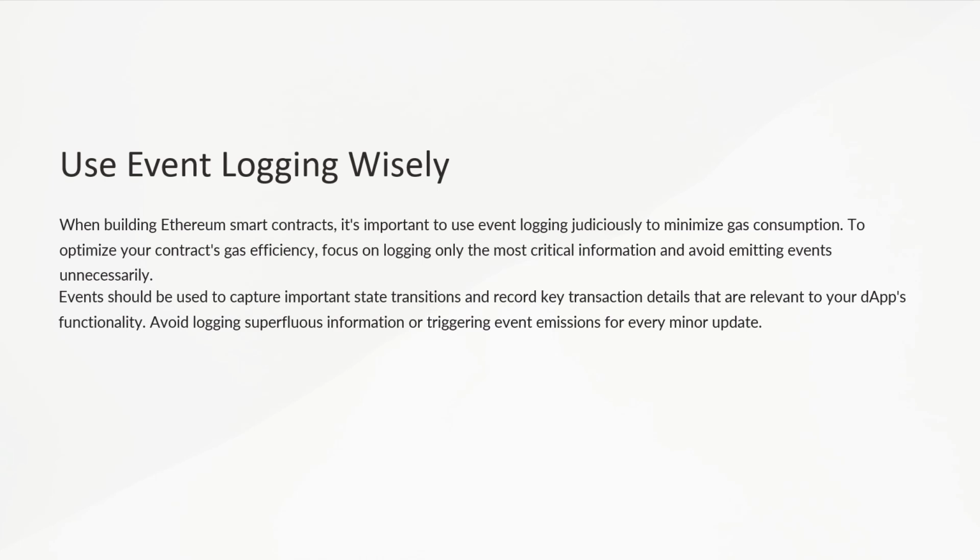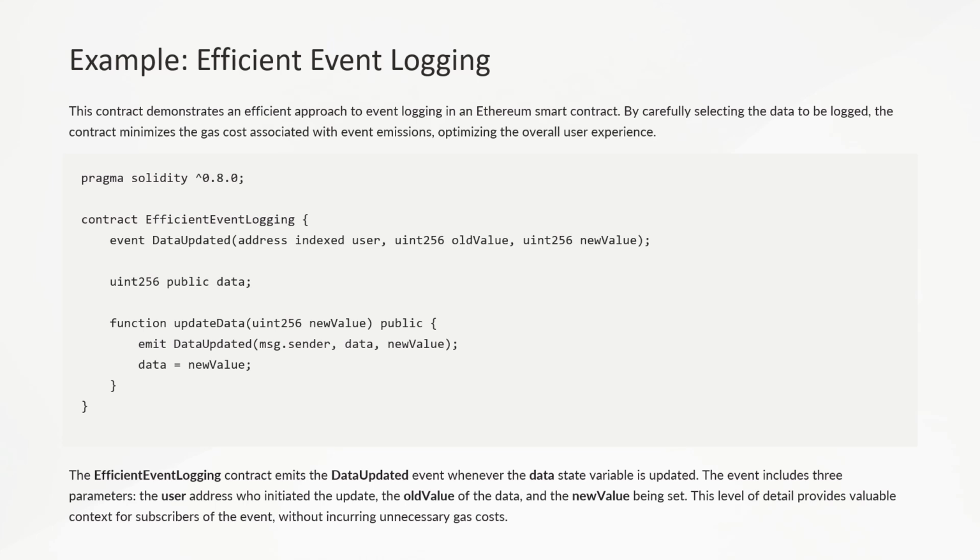Events should capture important state changes and record key transaction details relevant to your DApp's functionality. By focusing on logging critical information, you avoid emitting events unnecessarily, which can impact gas efficiency. This efficient event logging contract showcases an efficient approach to event logging within an Ethereum smart contract.